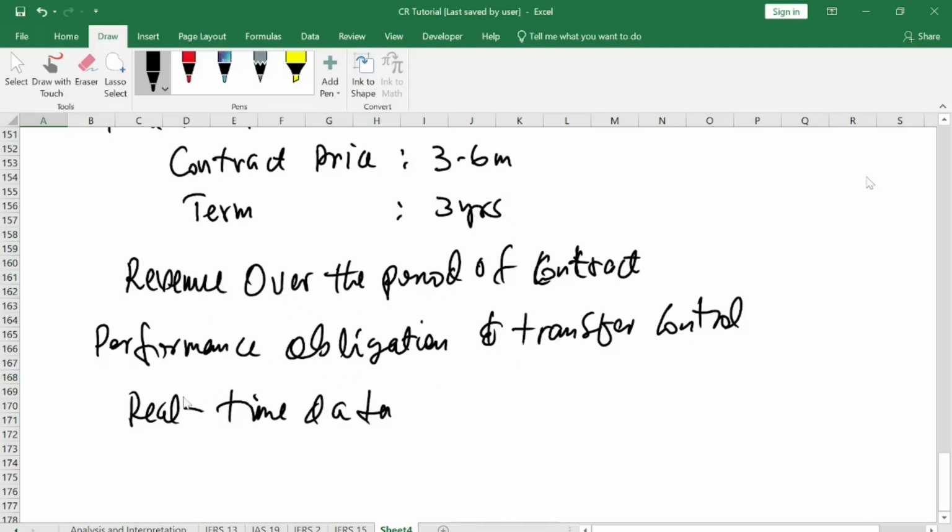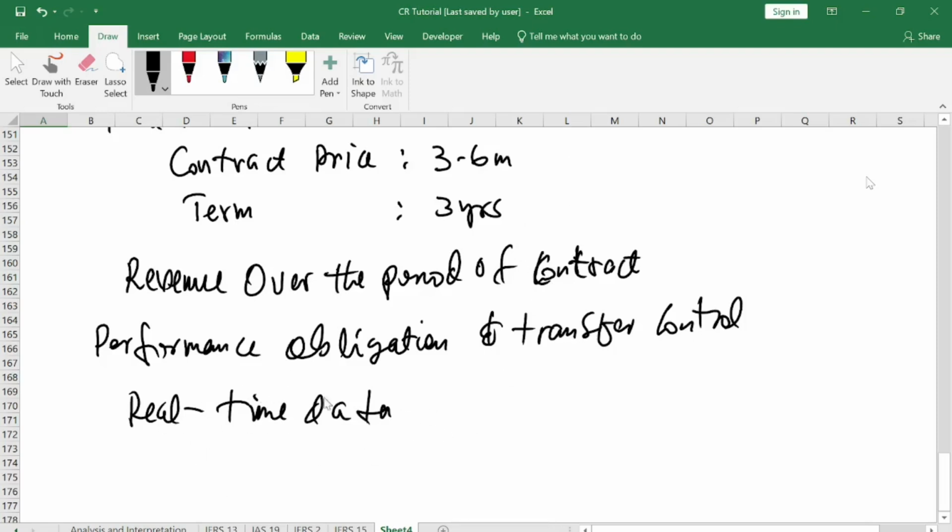So they also have responsibility to what? To continue updating the system for the period of 3 years. So for that reason, when they pay, they cannot what? Recognize revenue instantly with all the money. That is the idea. So they also have a performance obligation.